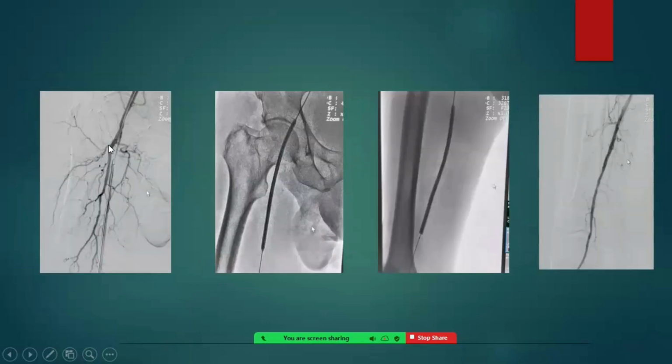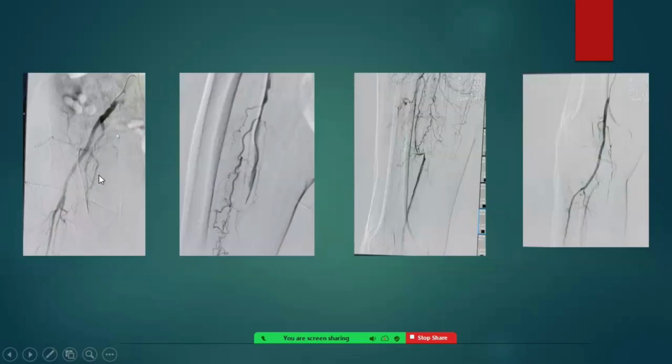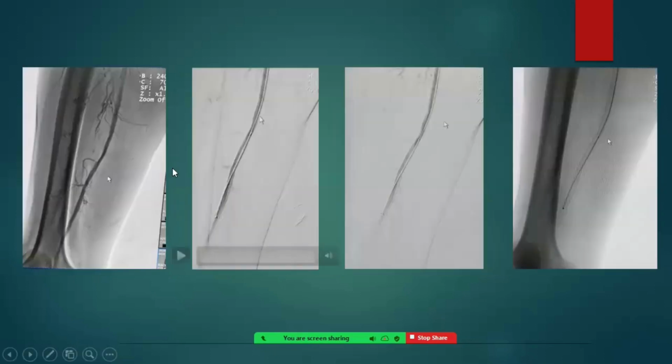This patient also has narrowing of the proximal part of the SFA. First we have to do ballooning of the proximal part of the SFA, then in the mid part. So we were able to establish the flow, and in this case we then place the stent. We are able to go to the infrapopliteal part.